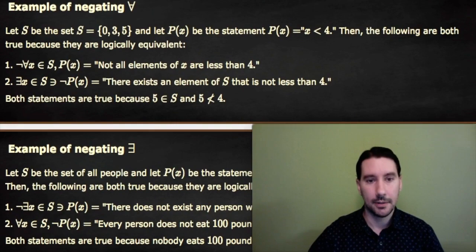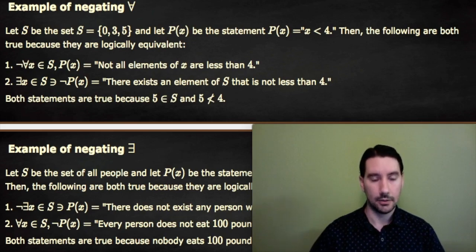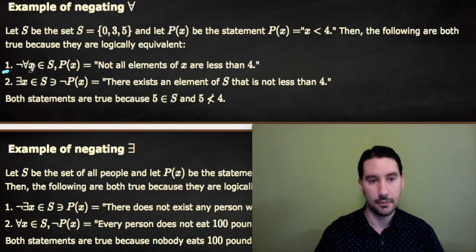If we let S be the set {0, 3, 5}, and P of x is the statement x is less than 4, then the following are both true because they're logically equivalent. Statement 1 would say it's not the case that for all x in S, P of x, meaning not all elements of S are less than 4, right? Because 5 is in S, and 5 is not less than 4, so that makes this true.